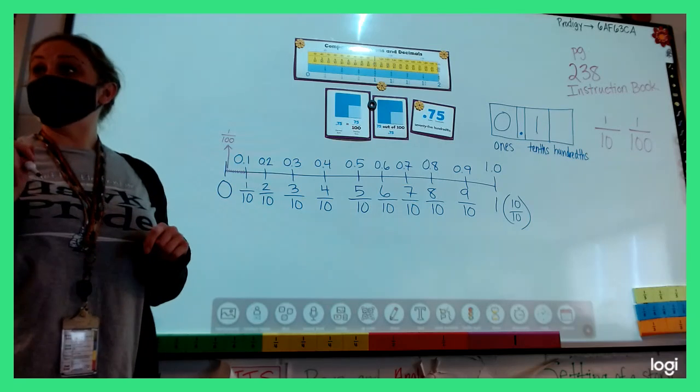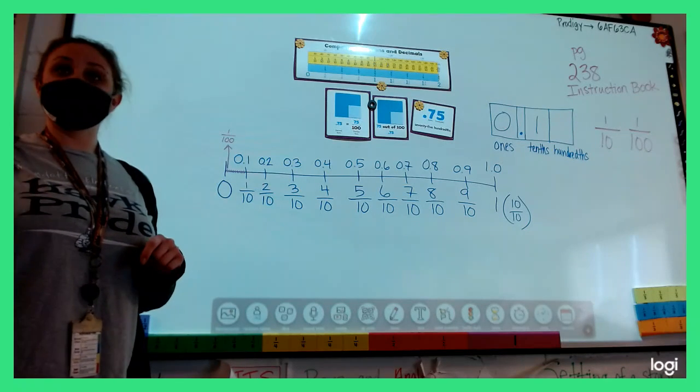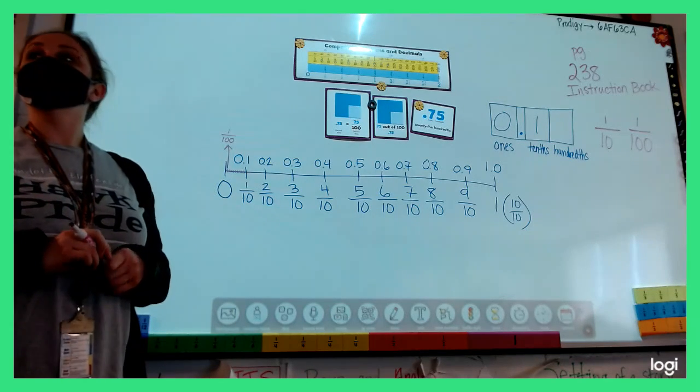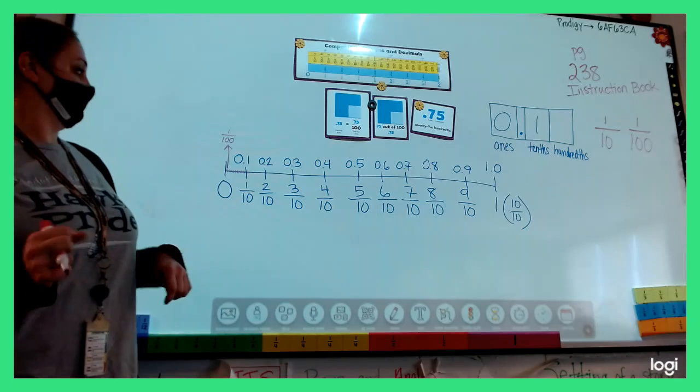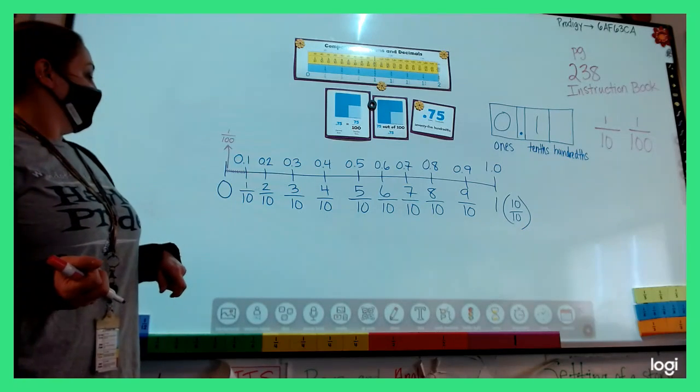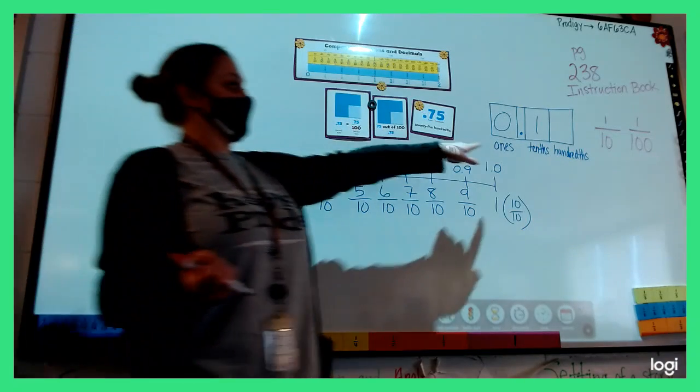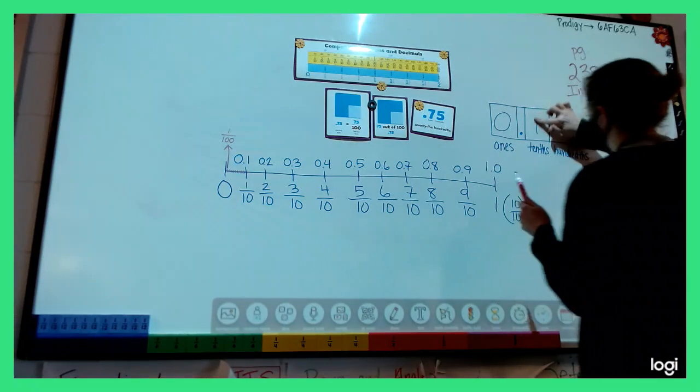And now we're going to write that as a decimal. Okay? Everyone should still be writing with me. If you're not participating, you're not learning. All right, now let's think about this chart. I'm going to get rid of this.